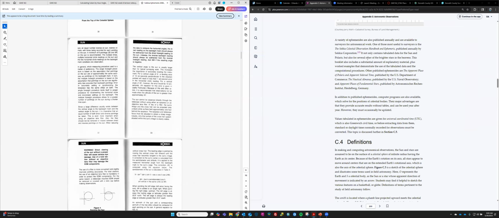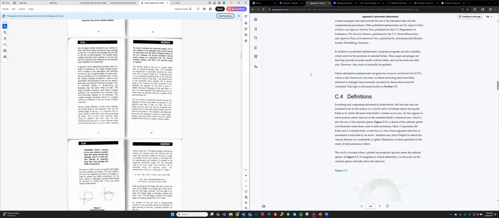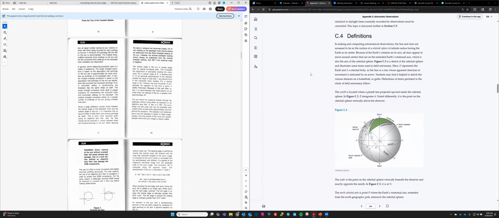So back to what we talked about here. It not only contains tabulated data for the sun and Polaris, but also some other brighter stars in the heavens. This booklet also contains supporting material plus worked examples that demonstrate the use of tabulated data and computational procedures. So back to the definitions.